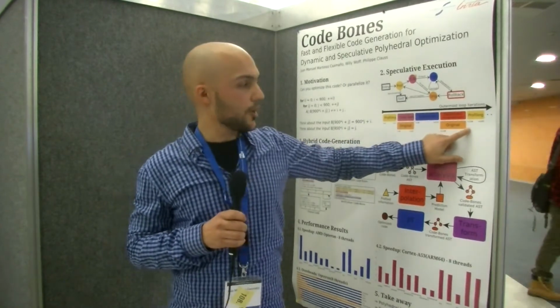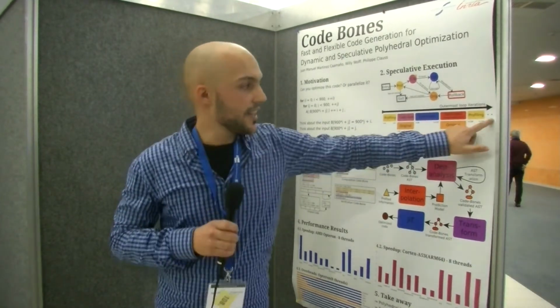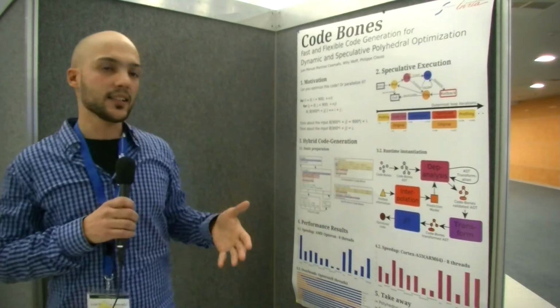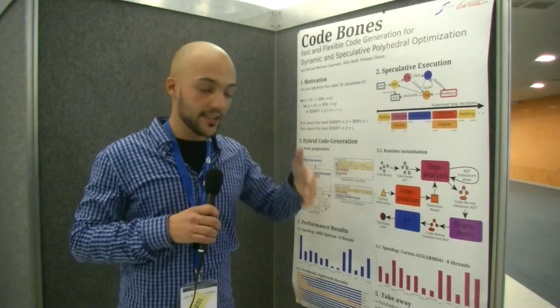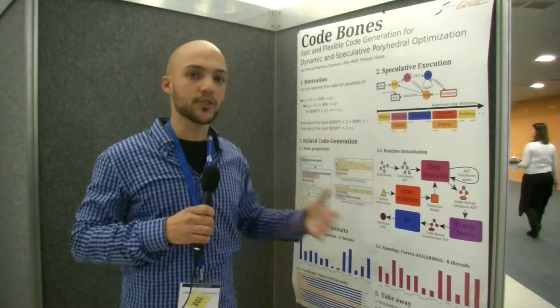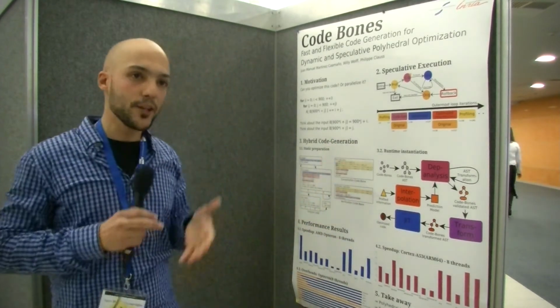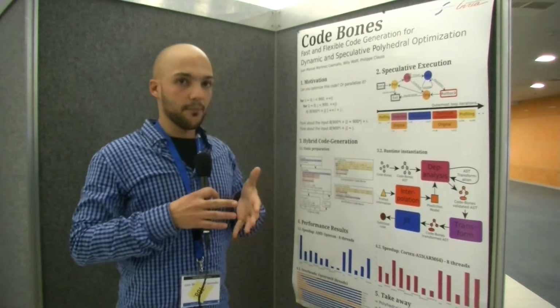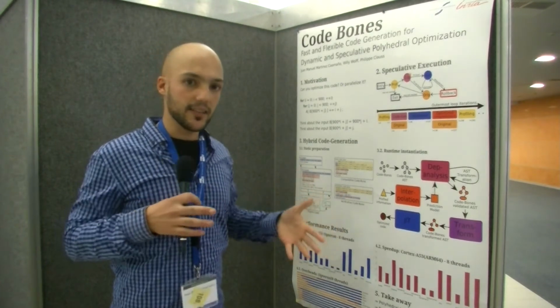Then we resume the execution using the original version of the code, and then again we go back to profiling and selecting a transformation and so on and so on. Like this, we can also adapt to different phases that can appear during the loop execution.